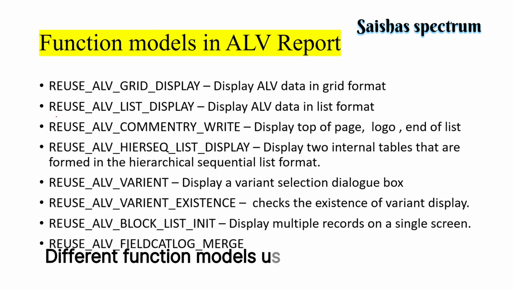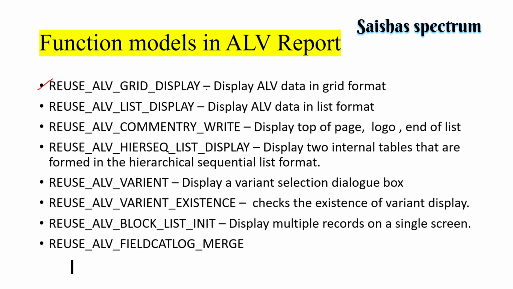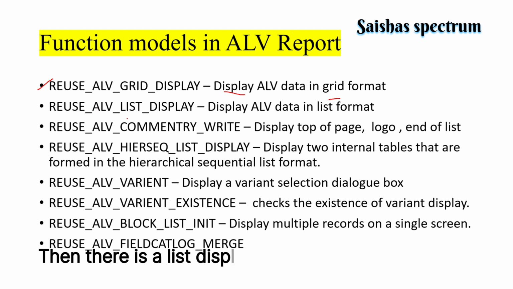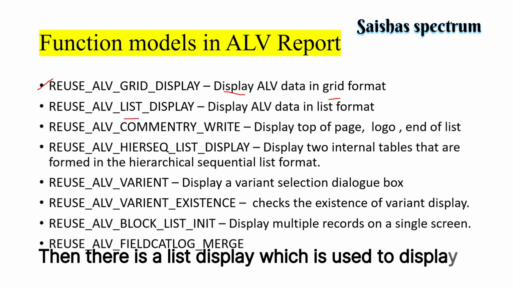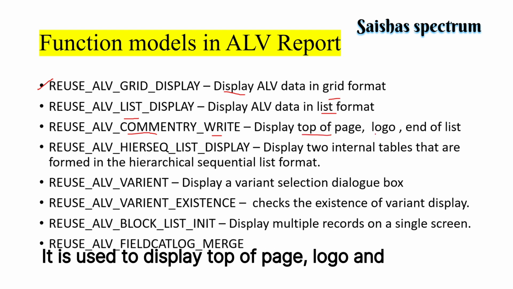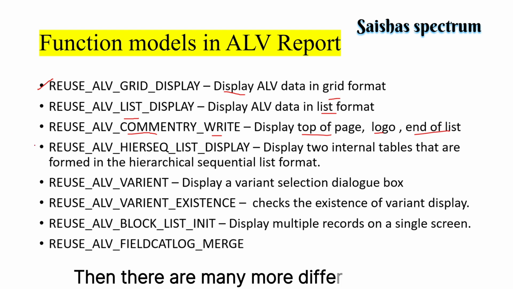Different function modules used in ALV report are grid display, REUSE_ALV_GRID_DISPLAY. It is used to display the ALV data in grid format. Then there is list display, which is used to display ALV data in list format. Then REUSE_ALV_COMMENTARY_WRITE. It is used to display top of page, logo, and end of a list. Then there are many more different modules.